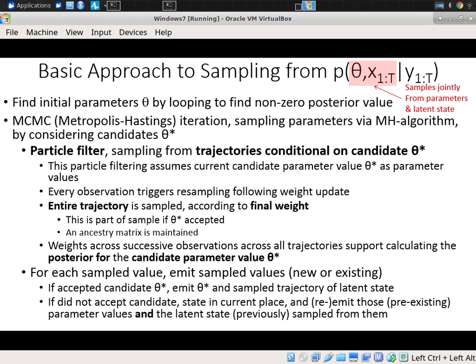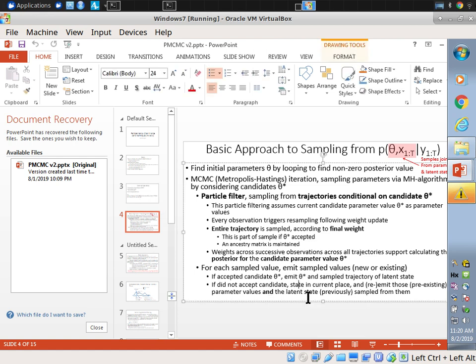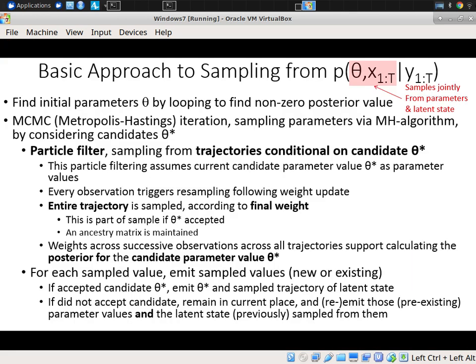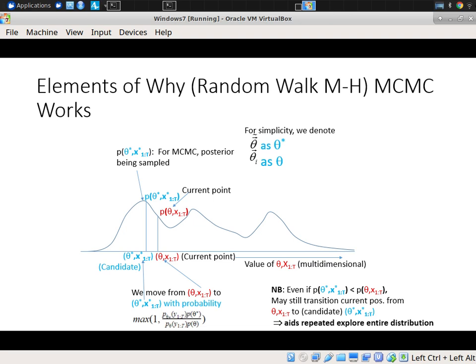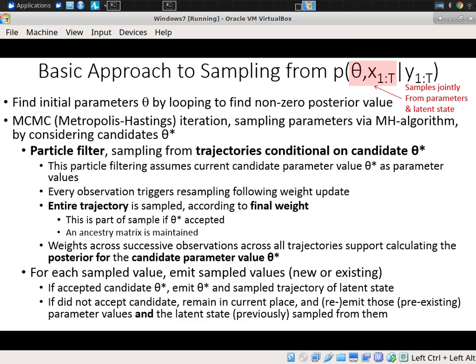If I did not accept it, I stay in the current place. Stay in current place. A better English word is remain. Remain in the current place, and re-emit the theta and the previously sampled latent state for theta. So in other words, if we do accept, we'll emit theta star and x sub 1 to t star, the thing I sampled assuming theta star as the parameters. If I don't accept, I just re-emit theta and the thing I previously sampled when I'm here, which is x sub 1 to t, the trajectory of the system for theta. That's how it works. This is PMCMC.